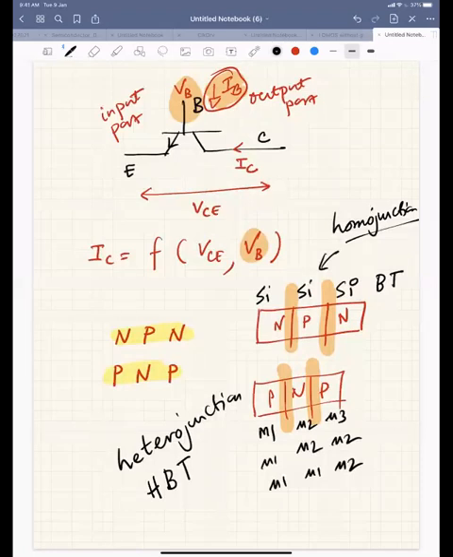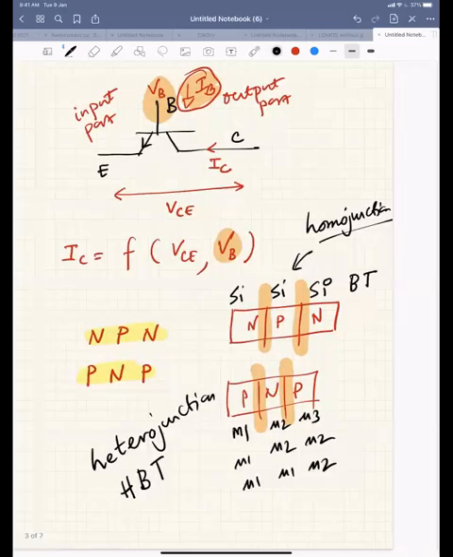Only in the CMOS process do we have some parasitic bipolar junction transistors. They are currently used in circuits. Otherwise, if you're fabricating a standalone bipolar junction transistor, mostly we are fabricating a heterojunction bipolar transistor nowadays. Okay, so we'll discuss homojunction and heterojunction bipolar transistors in the next few classes.